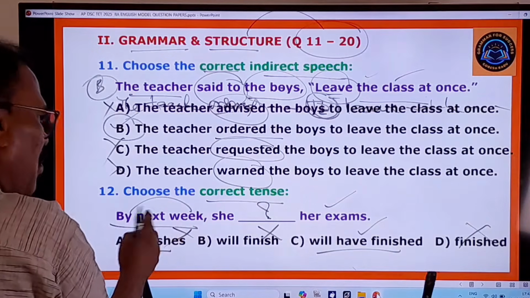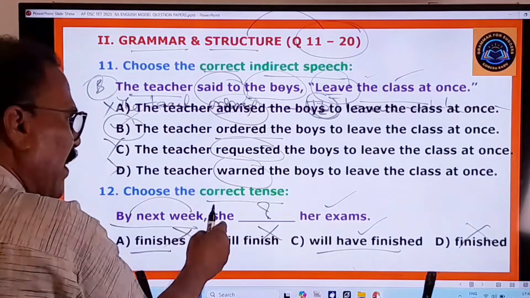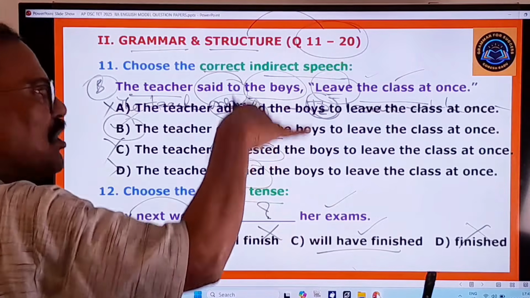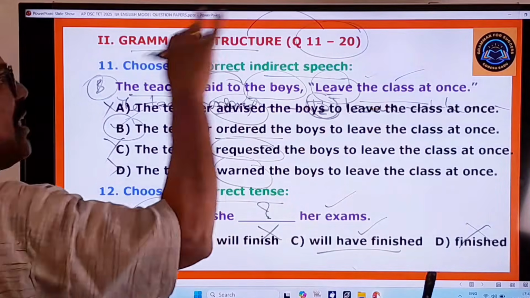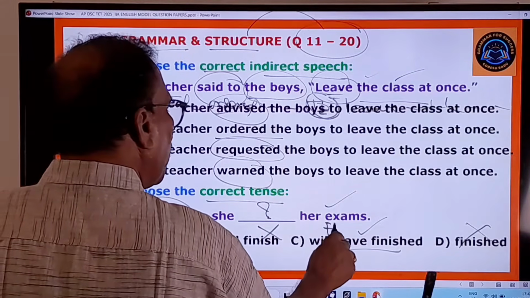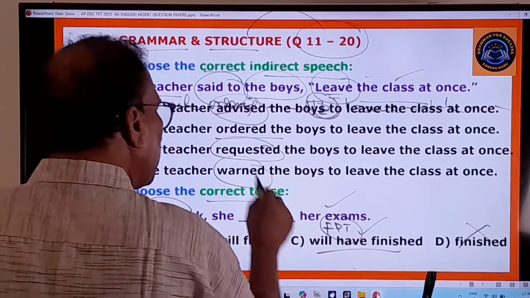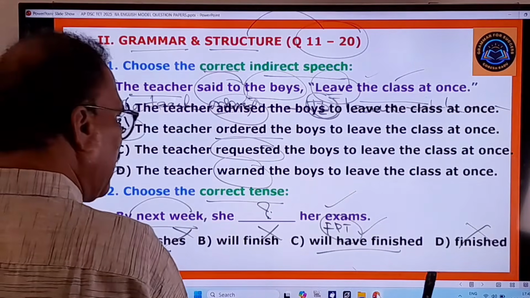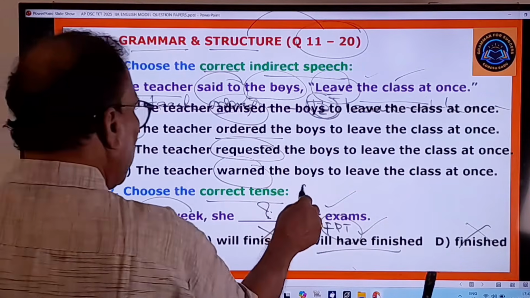By next week, she will have finished her exams. So therefore, in this blank you have to use future perfect tense. This tense only must be used in that blank. And therefore C is your answer.